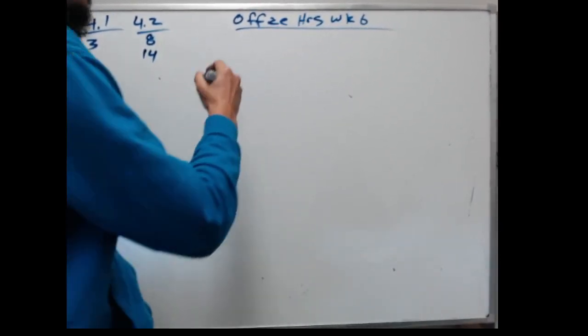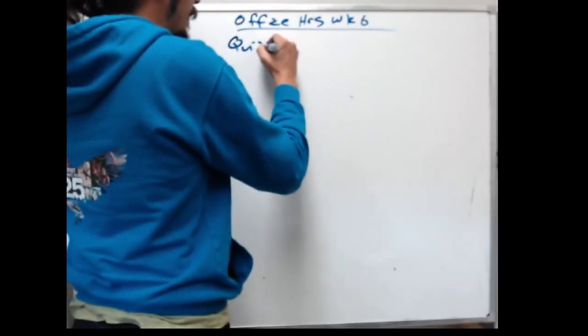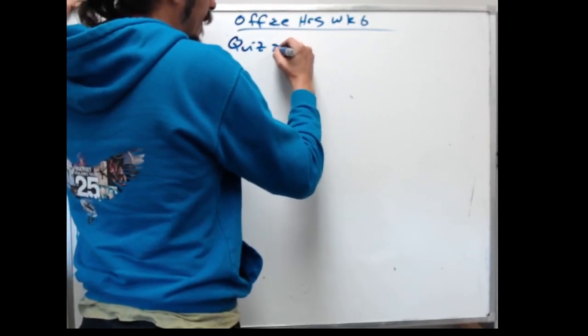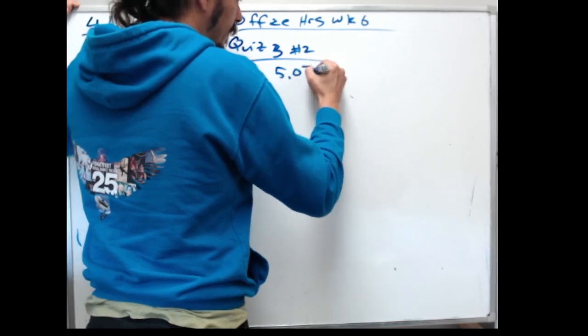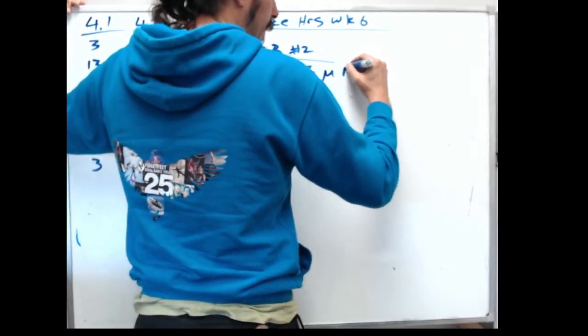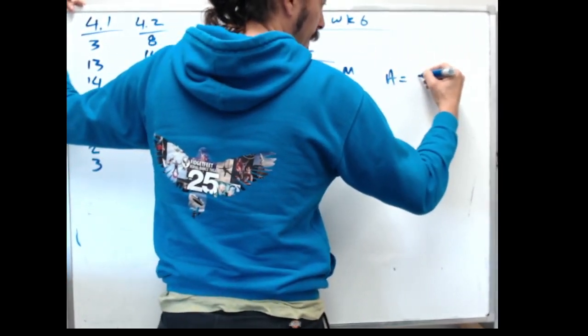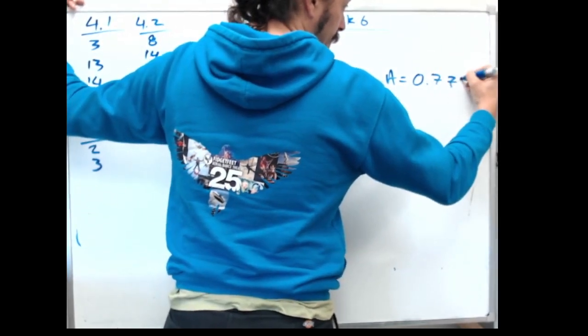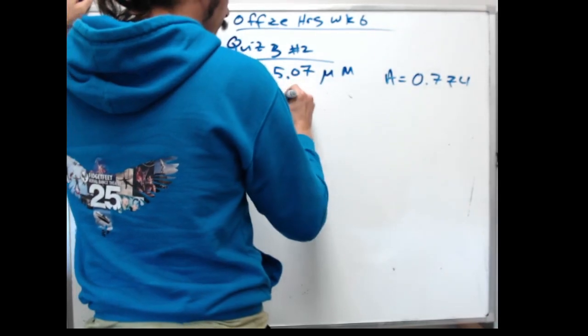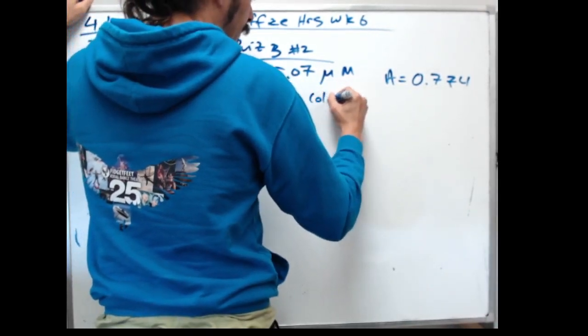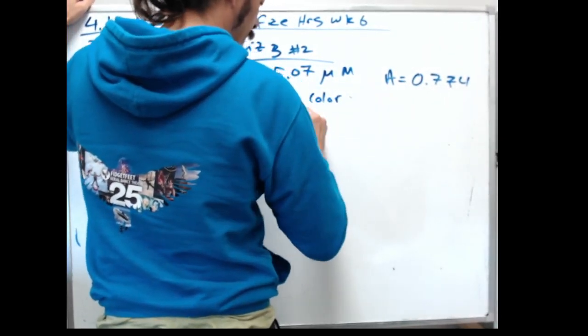What's problem 2? Okay, this one's kind of long, but a 51.07 micromolarity dye sample has an absorption of A equals 0.774 at the wavelength max of 580 nanometers. What is the apparent color of the dye, and what is the molar absorptivity of the dye?